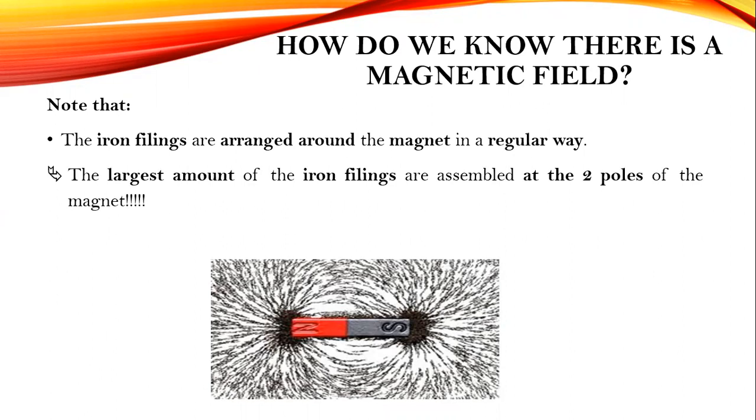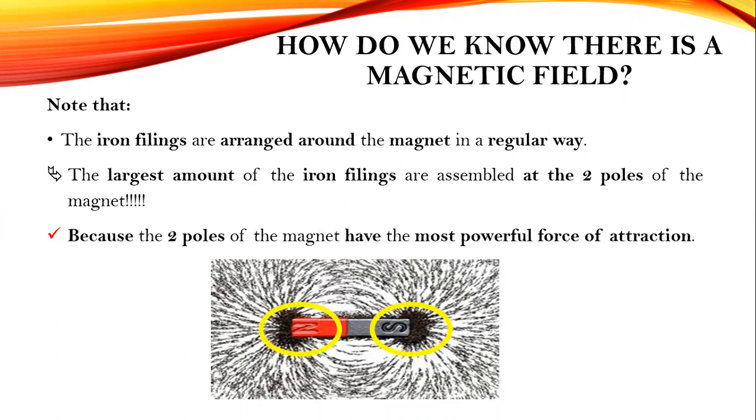Why do you think this happens? Try to think. Think one more time. Why is the largest amount of the iron filings assembled at the two poles of the magnet? Perfect. Because as we said before, the two poles of a magnet have the most powerful force of attraction. That's why when you place a magnet on iron filings, you will find that the largest amount will be assembled at the two poles.